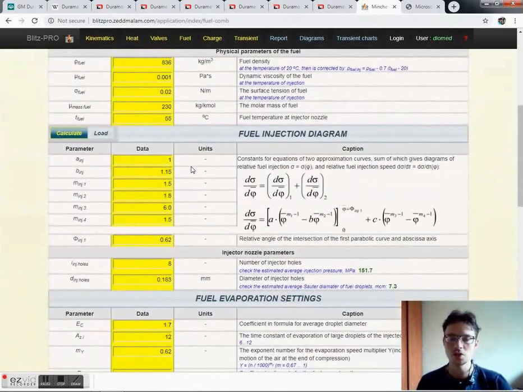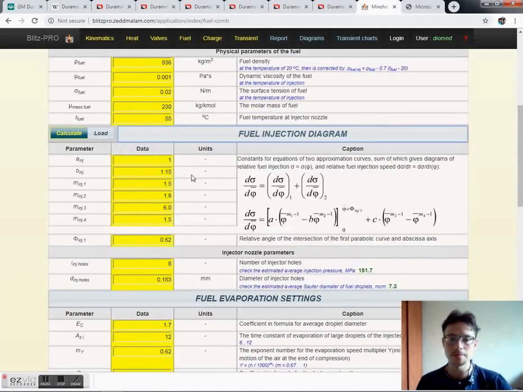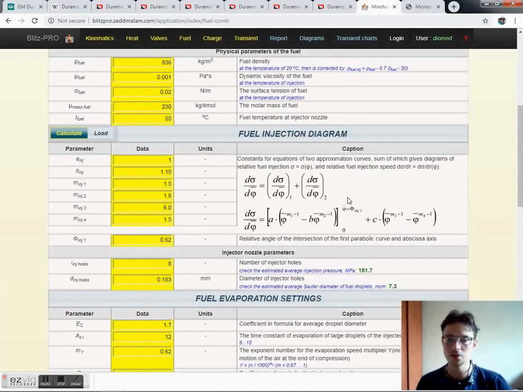This setup helps to calculate the law of fuel distribution during injection. The user can load some pattern of injection by himself, or use these functions to generate some injection curve.